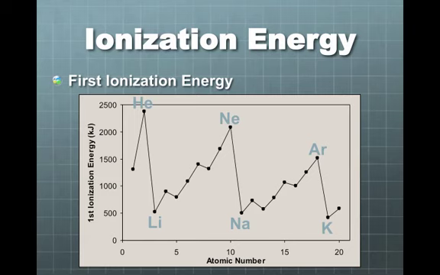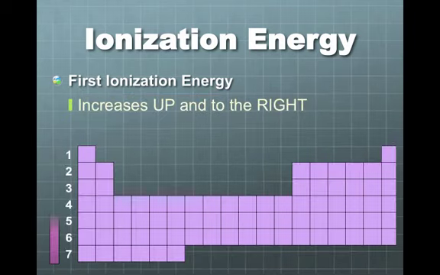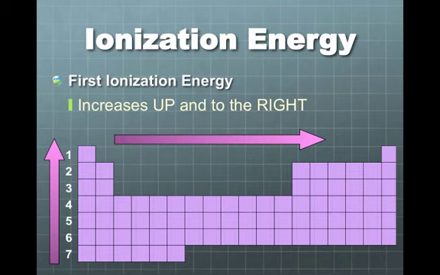Now, the first ionization energy. Ionization energy of an atom or ion is the minimum energy required to remove an electron from the ground state of the isolated atom or ion. Now, the first ionization energy increases as you go up, and it increases to the right. It is much more difficult to pull an electron from a smaller element than it is a larger element. A larger element has a lot more electrons. It really doesn't notice if you pull one away.